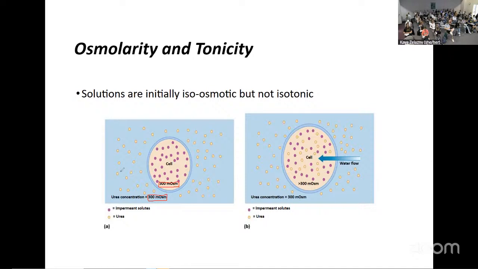However, we are not in a situation where these are isotonic. With tonicity, we're paying attention specifically to impermeant solutes. So in this tonicity, we're looking at a situation where we have lots of this impermeant solute inside our cell. We have basically none outside the cell. Okay, I'm going to pause back a slide.